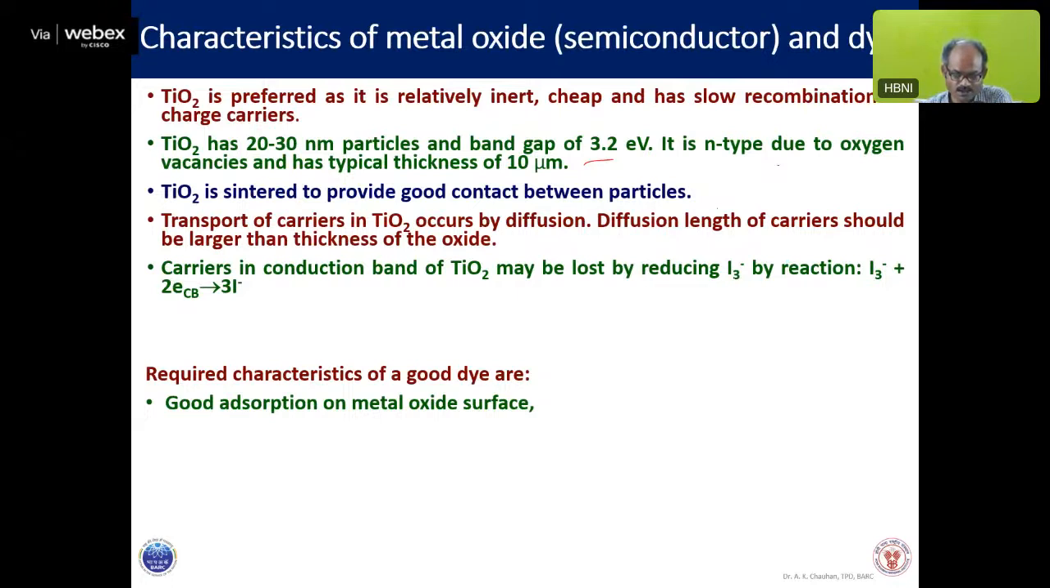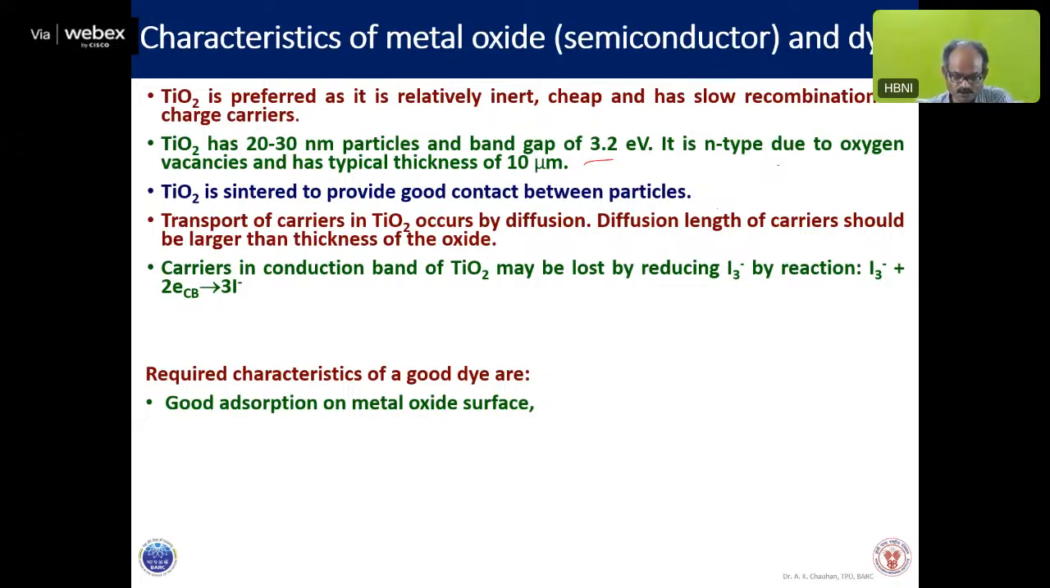So now, what are the properties of a good dye? You can find another material. You can devise your own DSSC with different kinds of materials, but all those materials should follow certain relations to each other.